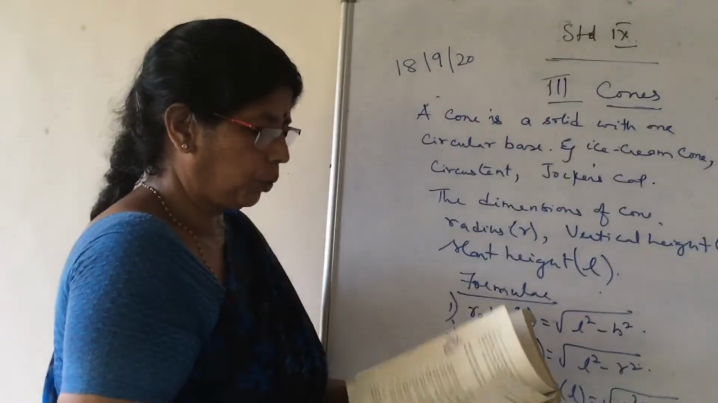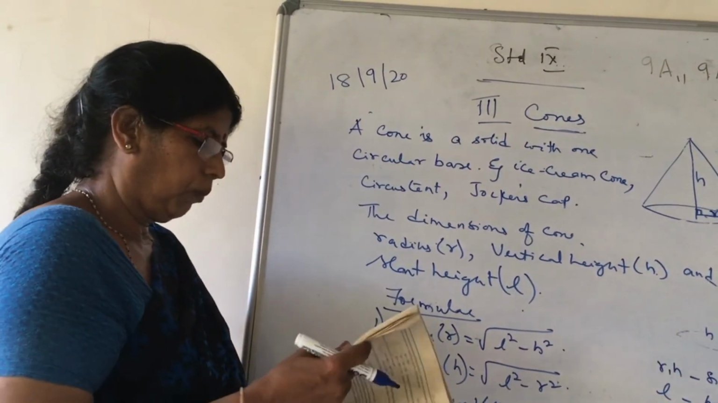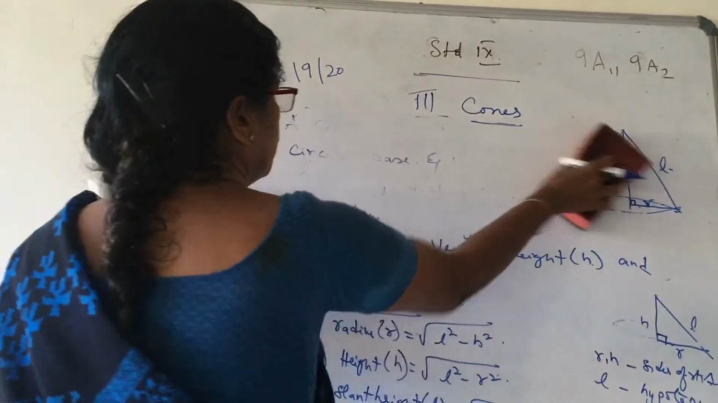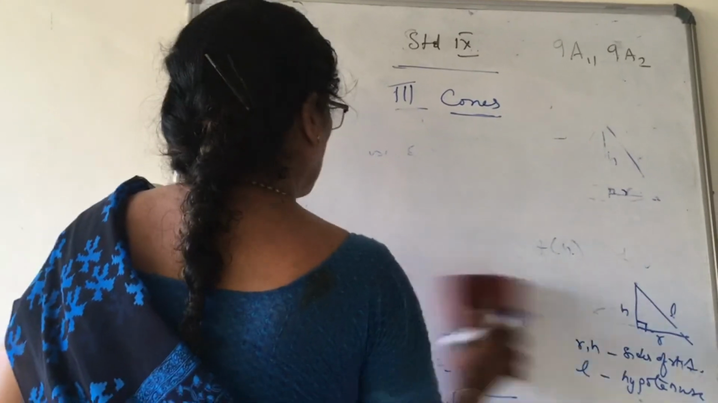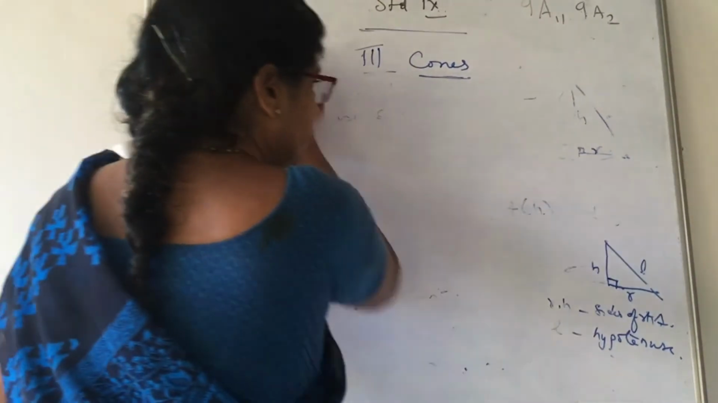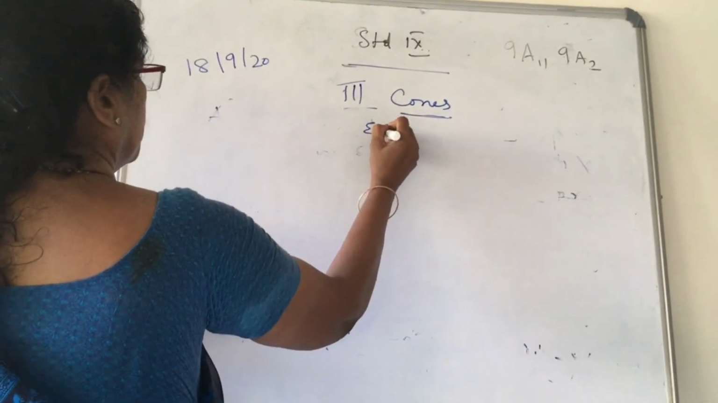Now coming to exercise 13.3. The diameter of the base of the cone is 10.5 meters and the slant height. Exercise 13.3.